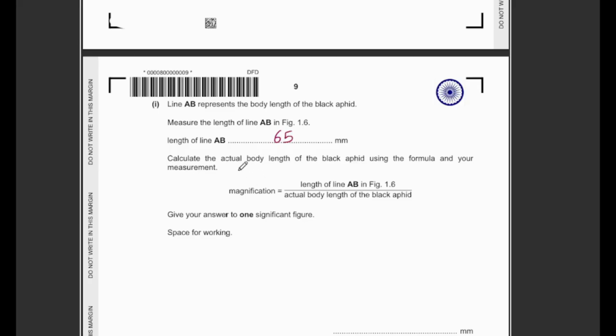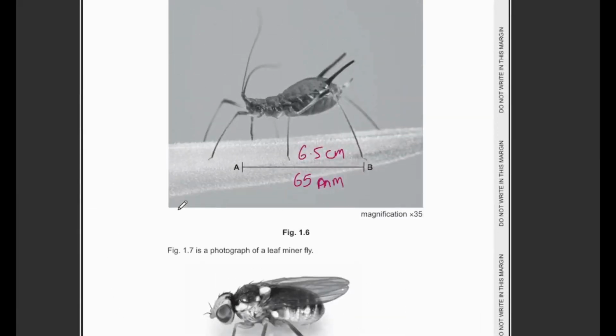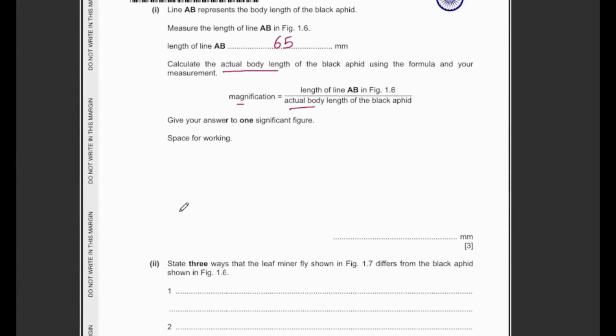Calculate the actual body length. That means we have to calculate this part. Magnification is already given, length we already found. What's the magnification? x35. So what are we going to do? 35 equals 65 divided by actual body length, we keep it as x. This is our x. Now x moves to the left side, 65 divided by 35. What's your answer?